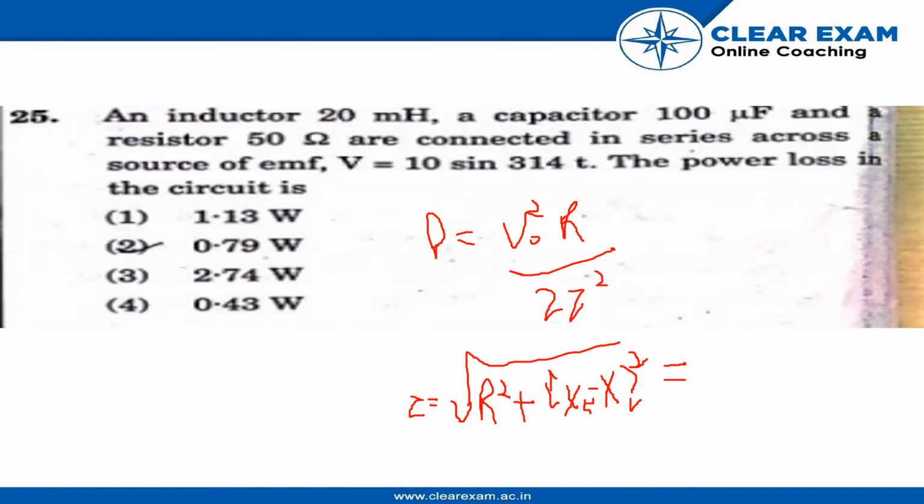The question is: an inductor of 20 mH, a capacitor of 100 microfarad, and a resistor of 50 ohm are connected in series across the source of EMF V equal to 10 sin 314t. The power loss in the circuit is, we need to find the power loss. And the formula to find the power loss is V0 square R divided by 2Z square.